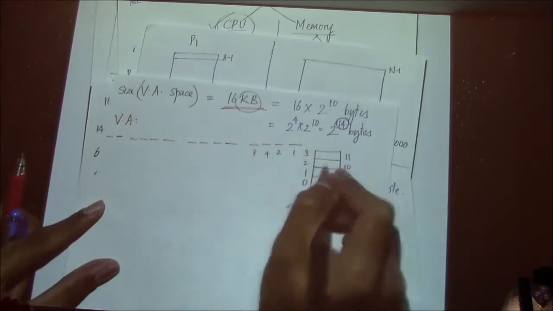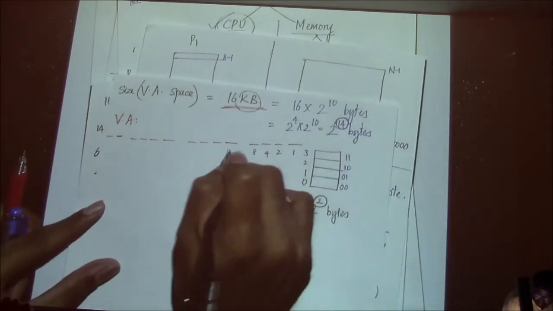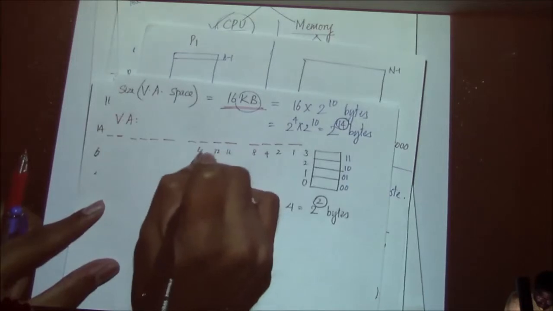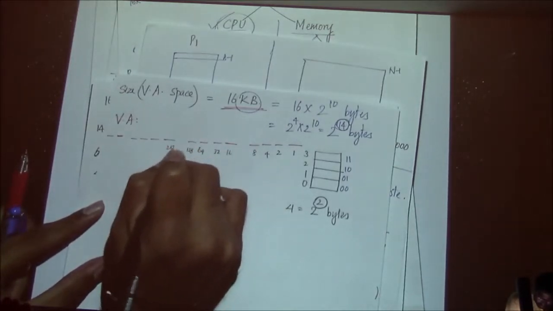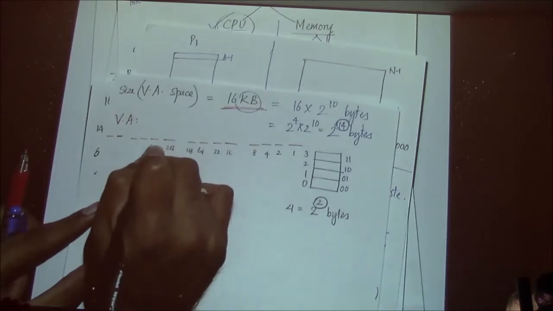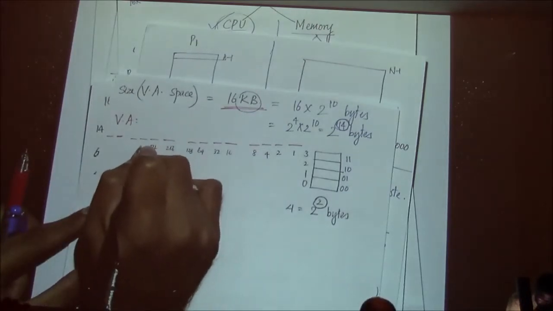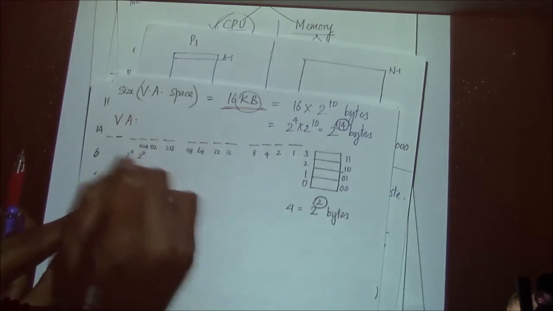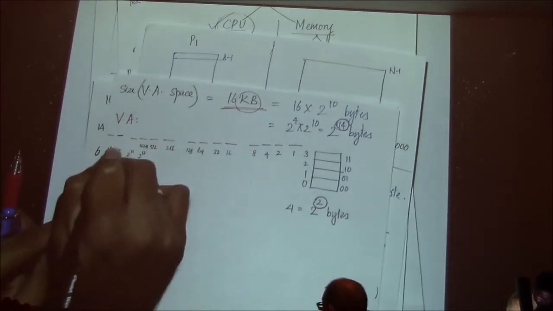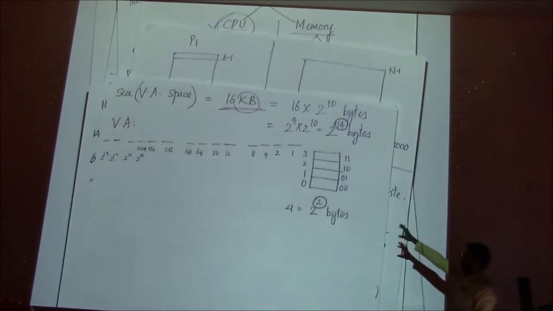The position values in binary, I'm writing down here: 32, 64, and so on up to 512, 1,024, which is nothing but 2 to the power of 10, then 2 to the power of 11, 2 to the power of 12, and 2 to the power of 13. Okay, this is how our address is going to look.